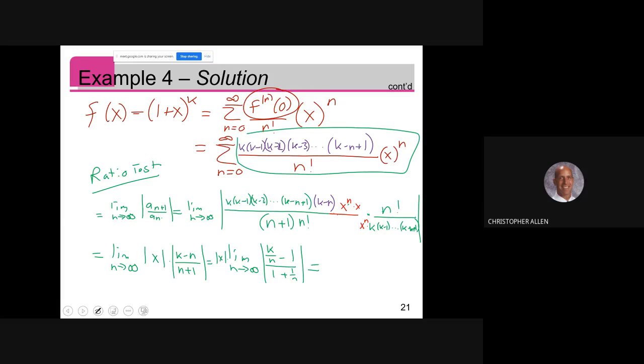Now, as n goes to infinity, what are you going to get? It's going to be 1. What's the only thing that's going to be left? Absolute value of x. So this is going to tell us that our radius is 1, and our interval of convergence is going to be negative 1, 1. This is the Maclaurin series for binomial expansion centered at 0. Here is our radius of convergence and our interval of convergence.